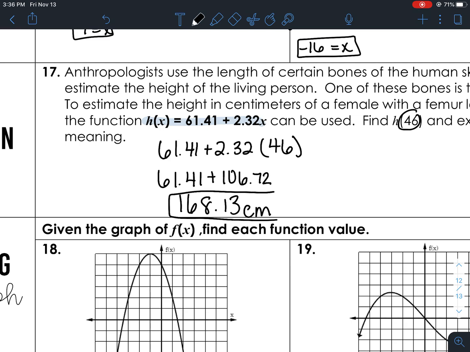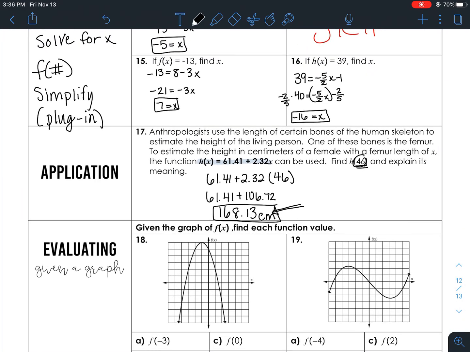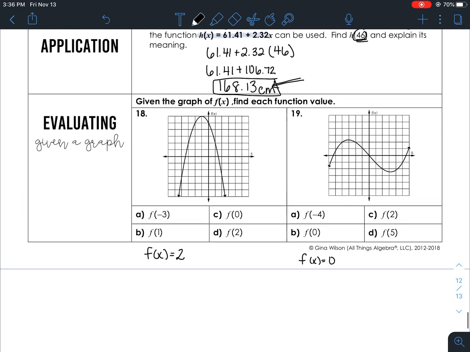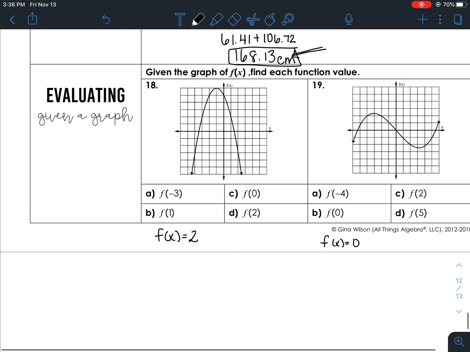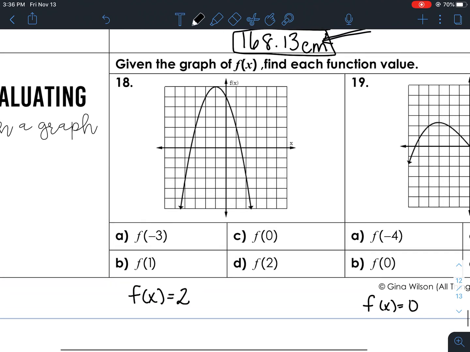So that means if they find a bone that is 46 centimeters long in the femur of a female, they would estimate that female to be 168.13 centimeters tall. Lovely. All right. Let's look at graphs and how we can do this with graphs.